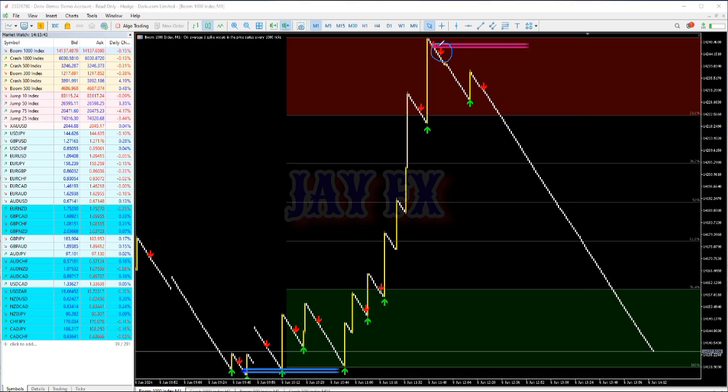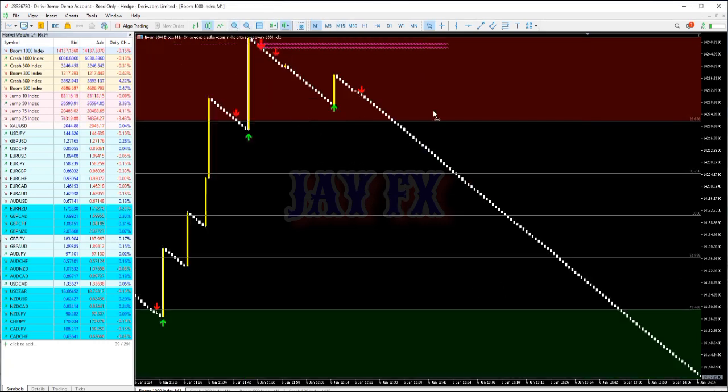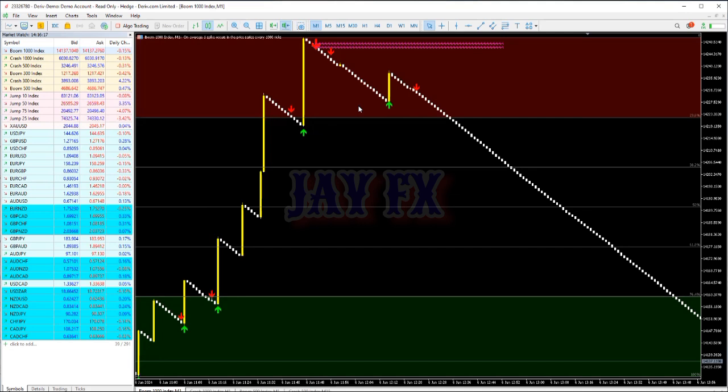So this second arrow will be red, but in the updated indicators it shows in blue, though you can change it to any color you want. So what do you do when this shows up? When this shows up, you immediately go and start selling. I just want to remind you that we only sell Boom, whether it's Boom 1000, Boom 500, Boom 300, and we only buy Crash 1000, Crash 500, Crash 300.